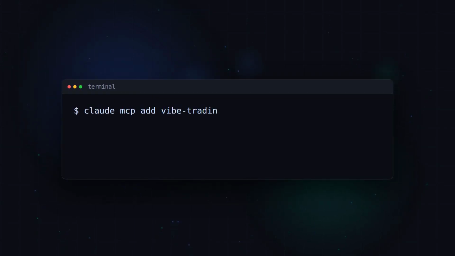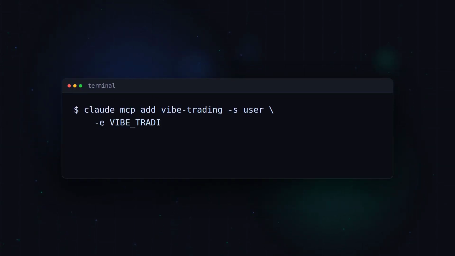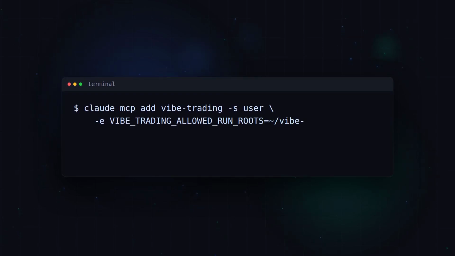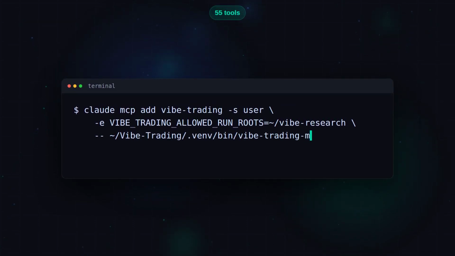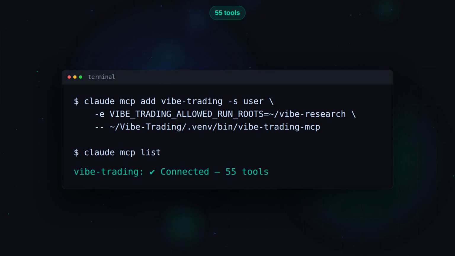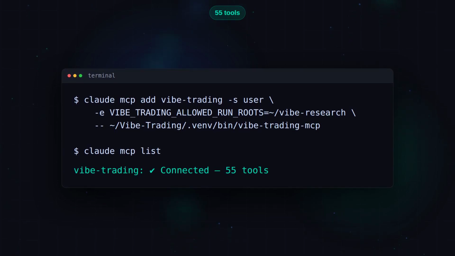One line registers the library as an MCP server. That is the standard way to hand a set of tools to Claude Code. Then you ask Claude Code what it can see. Connected. 55 tools. Market data, backtests, analyst teams, filings, all of it now in the same session as the model.